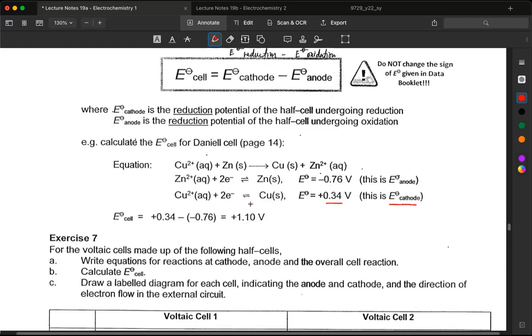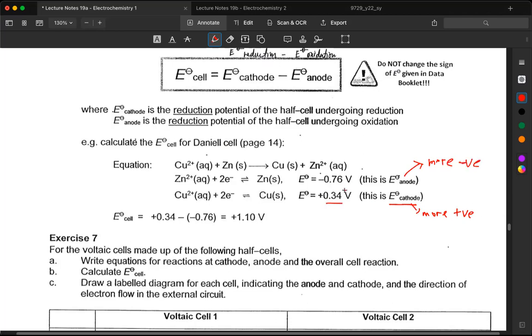Reduction, because it's more positive. So reduction is the more positive electrode potential. This one, the anode, is minus 0.76, more negative. Okay, more positive, more negative.